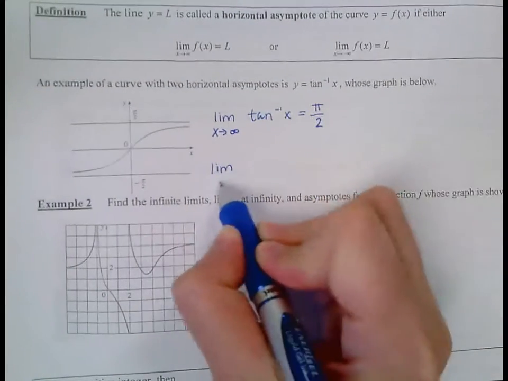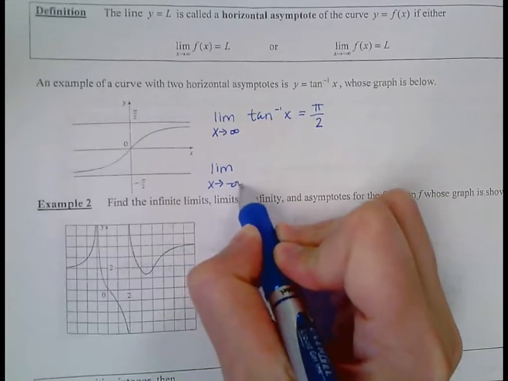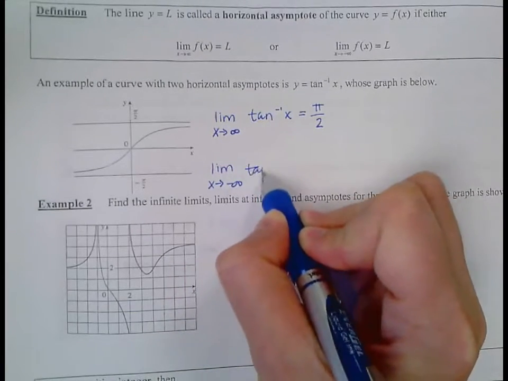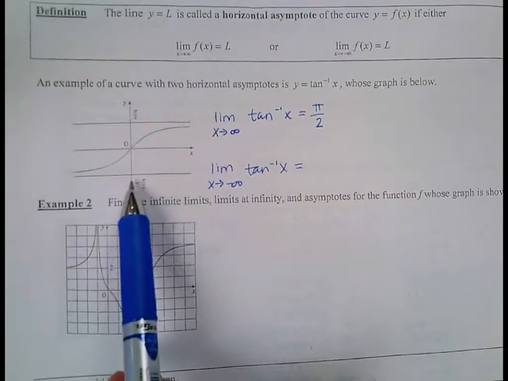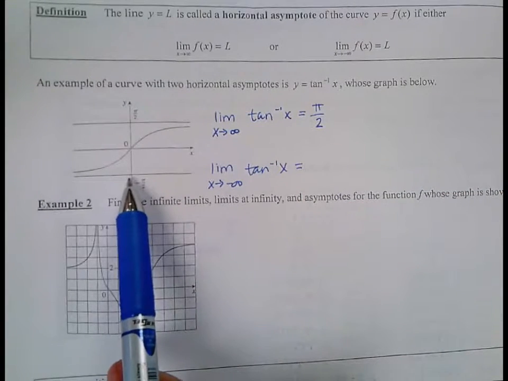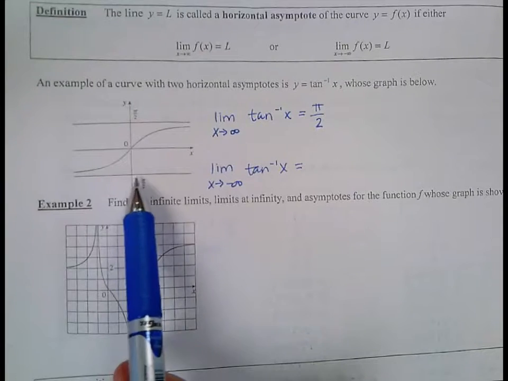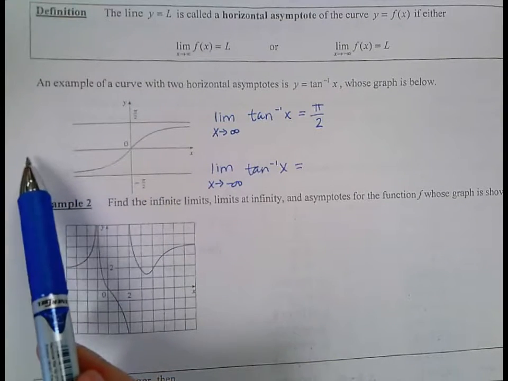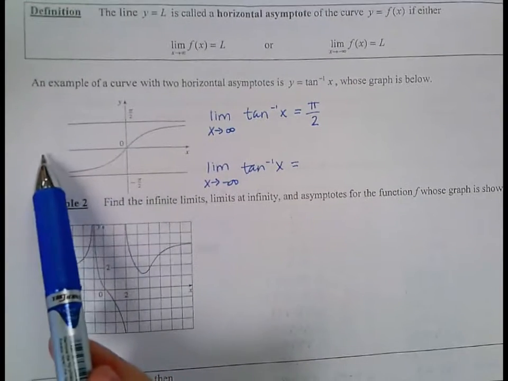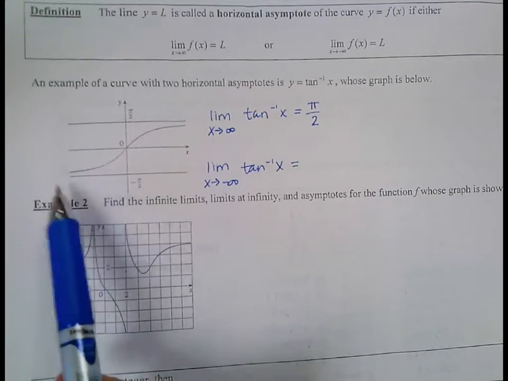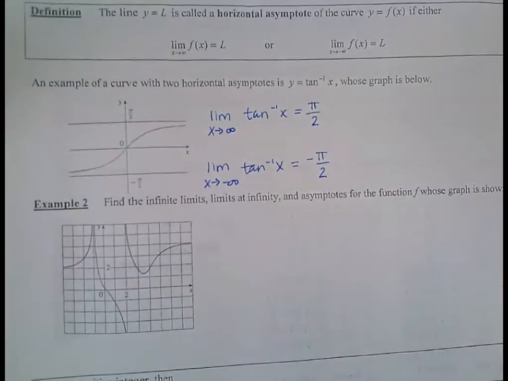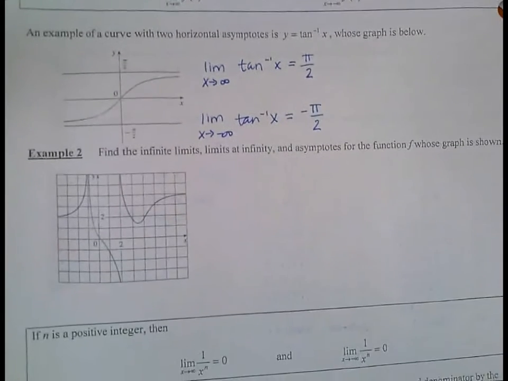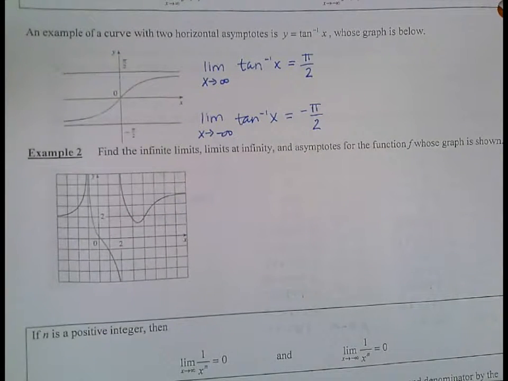And then the limit as x approaches negative infinity for inverse tangent of x. That would be looking at the leftmost part of the graph. X is getting infinitely large in the negative direction. Those y values approach negative pi over 2. So it is possible to have two different horizontal asymptotes.